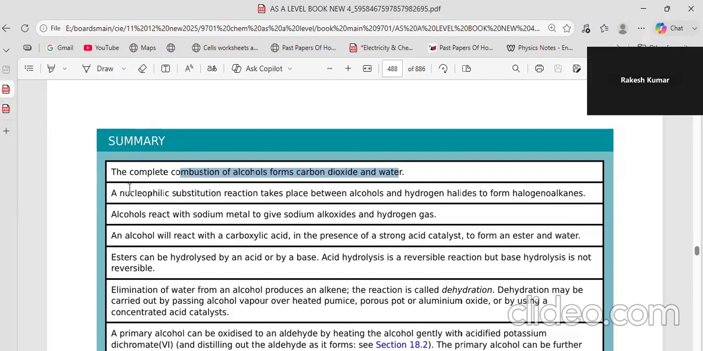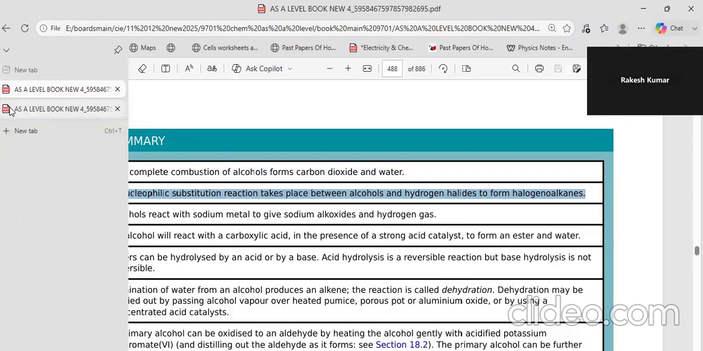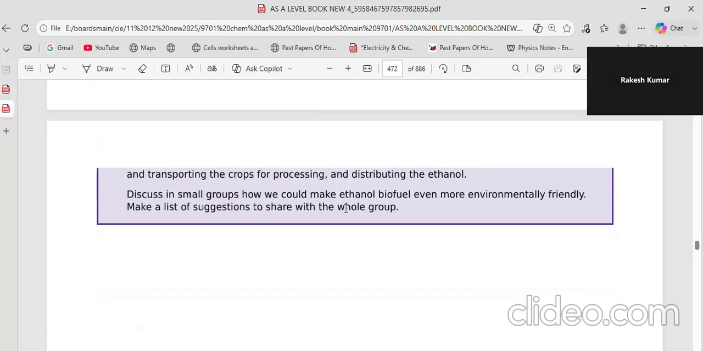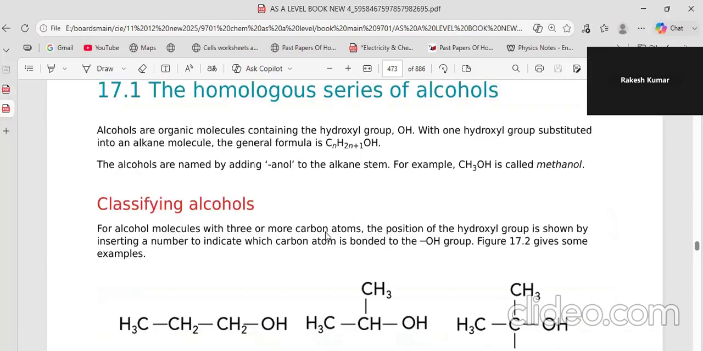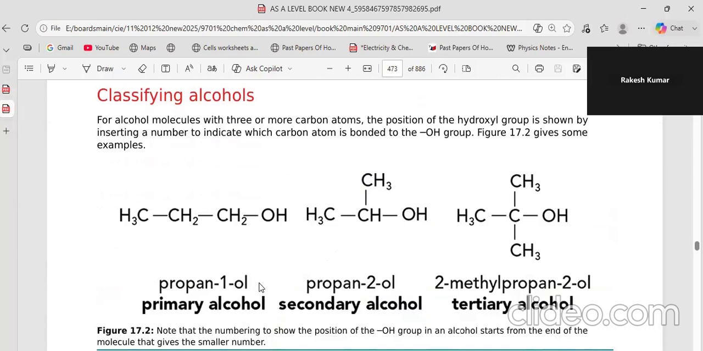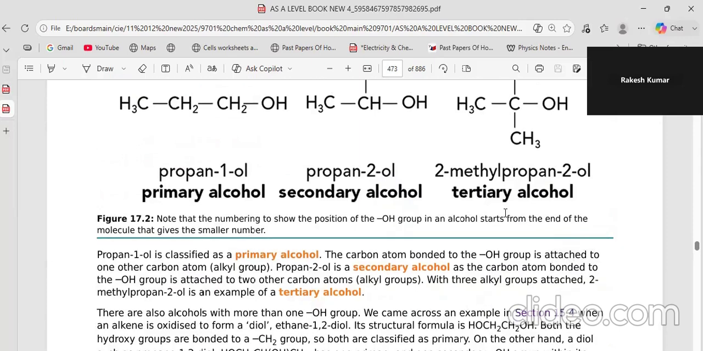Then he says nucleophilic substitution between alcohol and hydrogen halide to form halogenoalkanes. So this is reactions of alcohol. So we are talking of reactions of alcohol. This part is first you classify these are primary, secondary, and tertiary. Of course, the OH is connected to the carbon, which is connected to two more carbons. So this is secondary, and the OH is connected to a carbon, which is connected to three carbons, so this is tertiary.